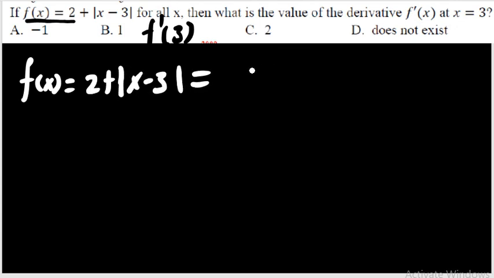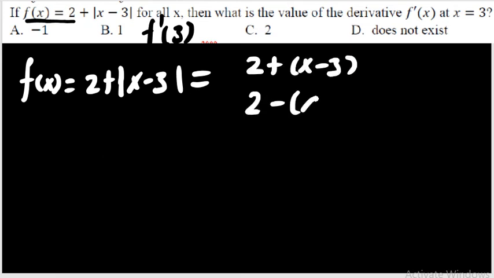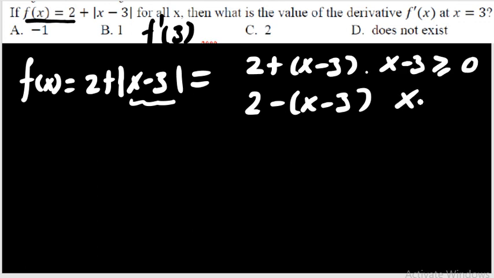Before that, let us remove the absolute value. F of x is equal to, what does it say? 2 plus absolute value of x minus 3. This is the same as 2 plus x minus 3 as it is, or 2 minus x minus 3. Because the absolute value of x minus 3 will be extracted as x minus 3 as it is, or negative of it, when x minus 3 is greater than or equal to 0, and when x minus 3 is less than 0. We do have two possible outcomes.